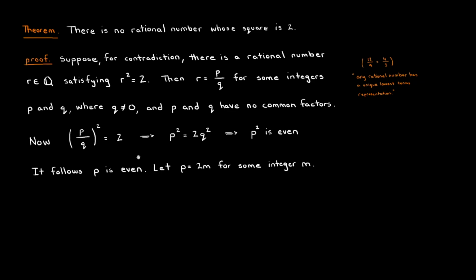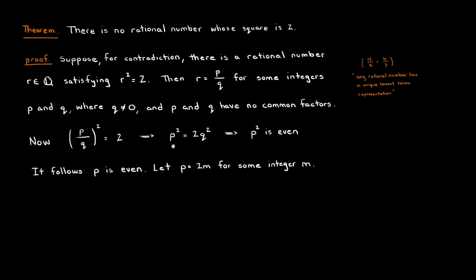Okay, great. So now moving along, let's plug in this representation p over q into this equation, r squared is equal to 2. So when I plug that in and I simplify, I can just distribute the square on both the numerator and denominator, and then I can also bring the q squared to the other side.